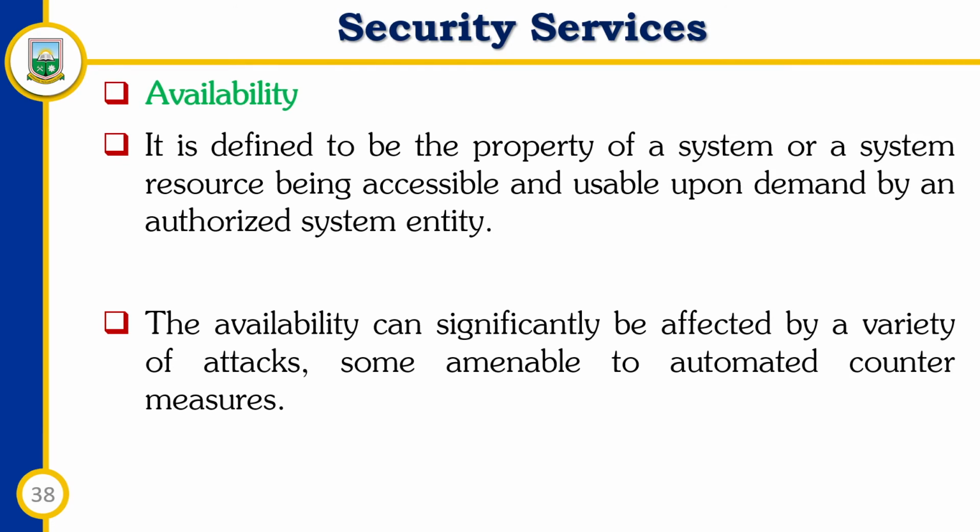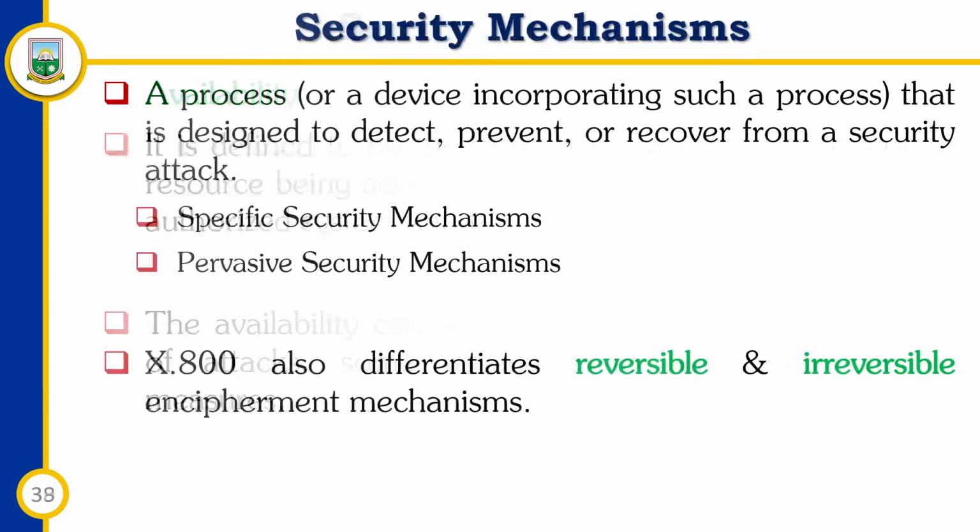Availability is defined as the property of a system or system resource being accessible and usable upon demand by an authorized entity. Authentication and encryption and others need some sort of physical action to prevent or recover from loss of availability. So we try to bring out ways to counter and block certain IPs or traffic that keeps jamming networks.